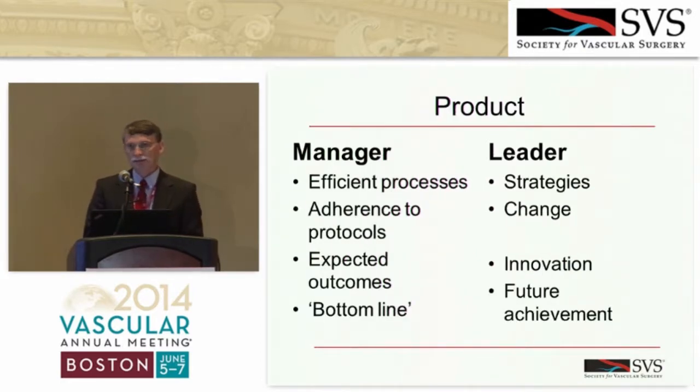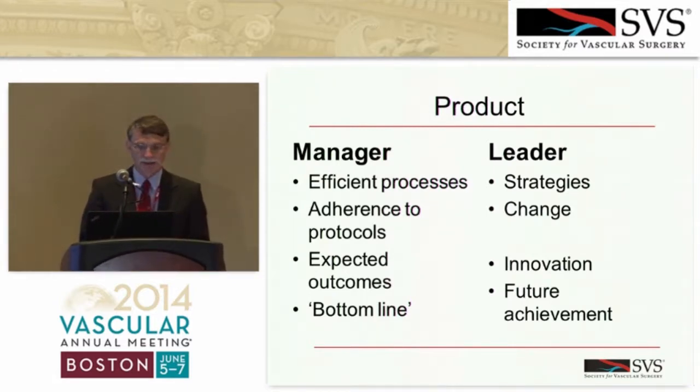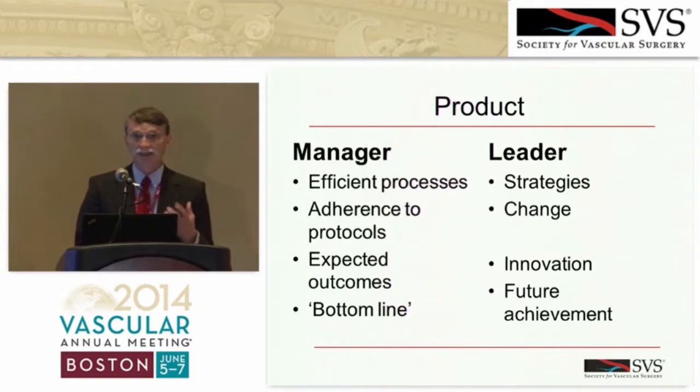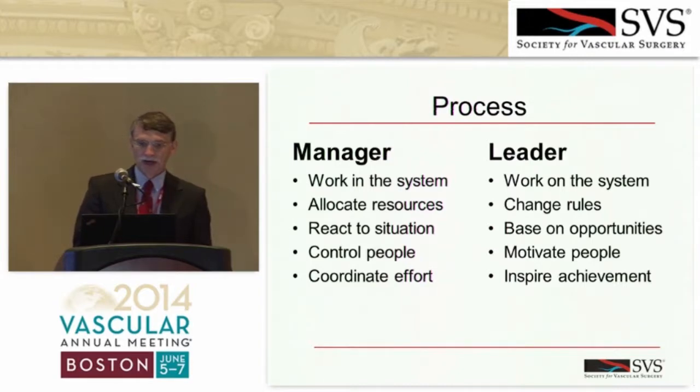The product, as we mentioned, for the manager is to adhere to protocols and have efficient processes that lead to the expected outcome, the bottom line. Whereas the leader will be looking for strategies, change, innovation, and future achievements. Again, a different approach. The process to achieve this for the manager and the leader is also different. The manager is working in the system, whereas the leader would be working on the system to change the rules, to take an opportunity and motivate people to inspire achievement.